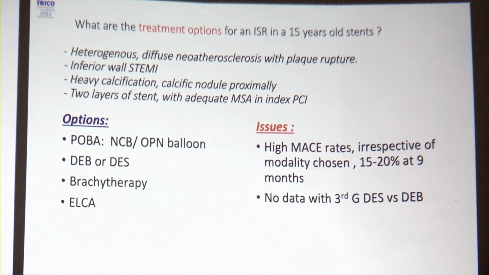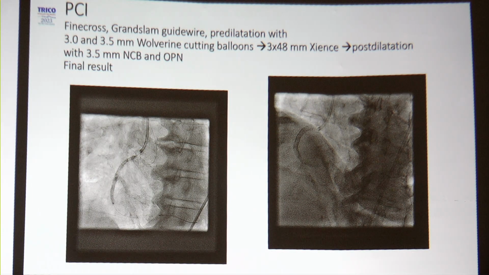Initially, we were inclined to just consider DEB and leave it at that for this patient. But since the patient had plaque rupture and an inferior wall MI, we chose to err on the safer side for patient safety. And we thought that, accepting the recurrence rate of 25%, we would still go ahead with the stent. As I told you, the lesion behaved like a CTO, so we used a Fine Cross, then a Grand Slam guide wire, and then pre-dilatation with 3 and 3.5 Wolverine cutting balloons.